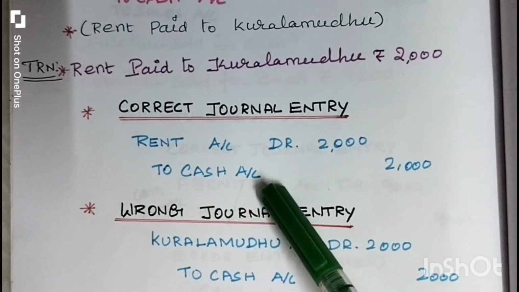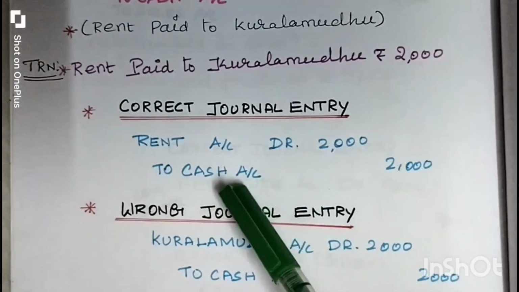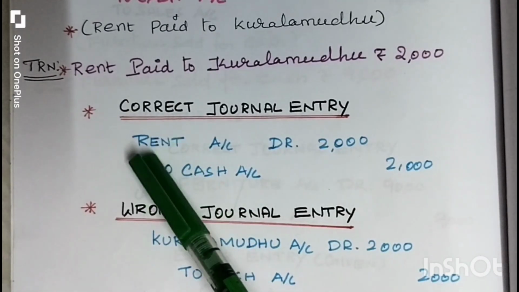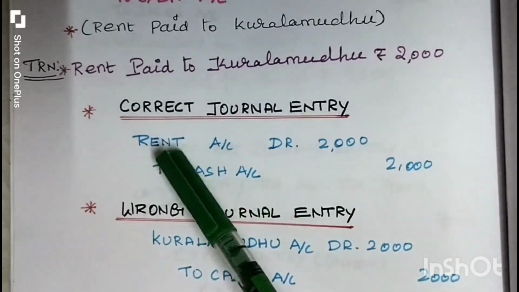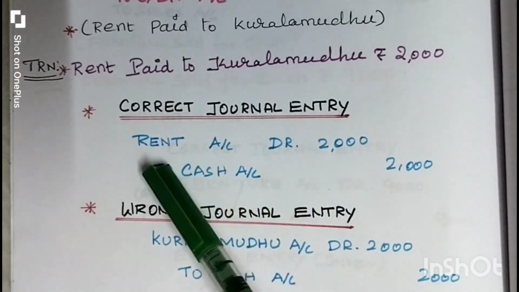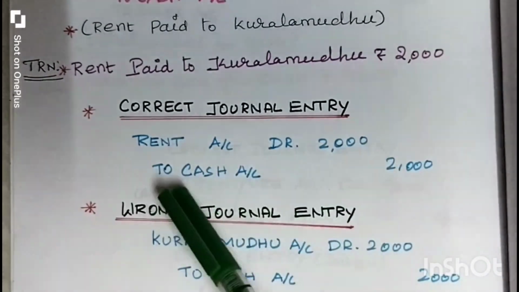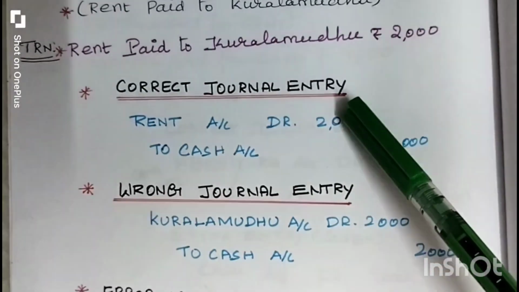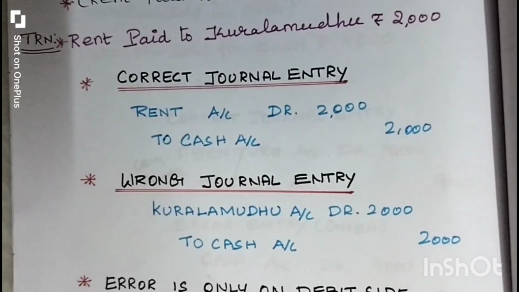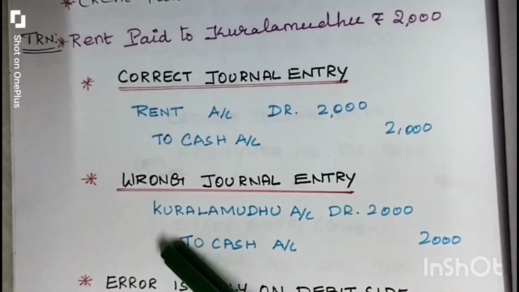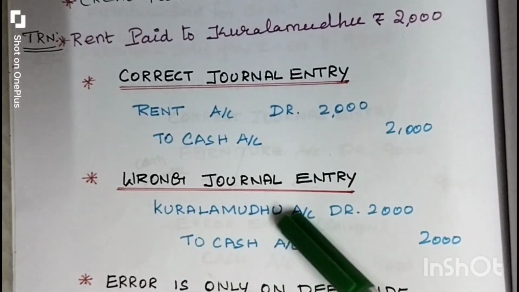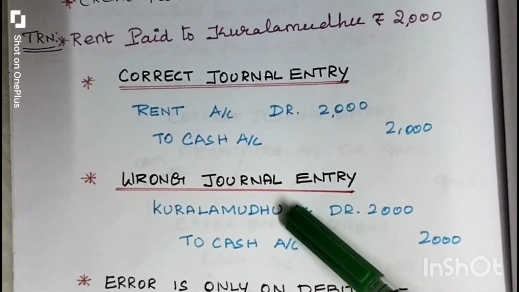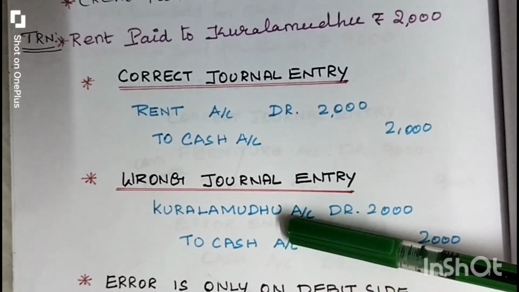Whenever cash goes out, your cash account decreases, so you credit the cash account, right? In the name of rent, rent is the receiver. Debit the receiver. So rent account debit 2,000 rupees to cash account 2,000. This is the correct journal entry. What journal entry is given there? The wrong journal entry is Kuralamudu account debit 2,000 rupees to cash account 2,000.